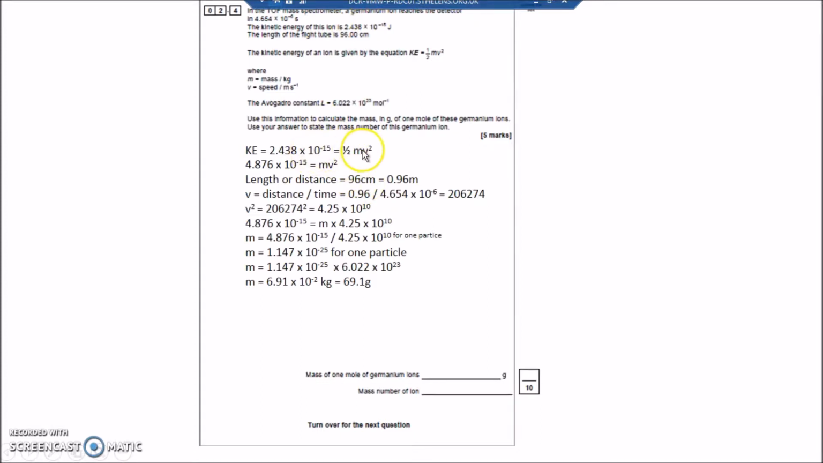So what I've done is I've multiplied both sides by 2 to get mv squared, and then the length or the distance is 96 centimetres. That tells you here, 96.00 centimetres. You need to convert that into metres, 0.96 metres. So this is another equation you've got to learn quite often. You're not given this: that velocity is distance over time.